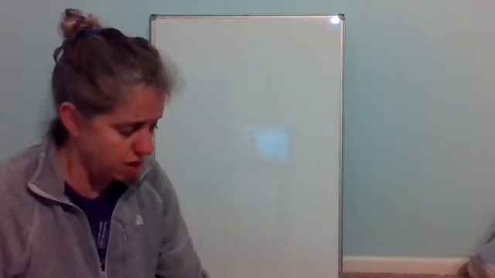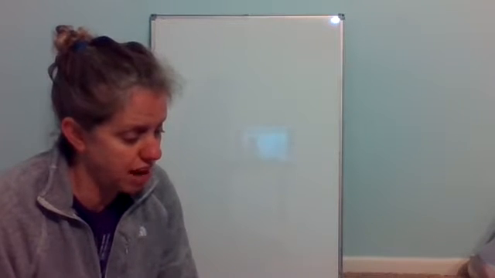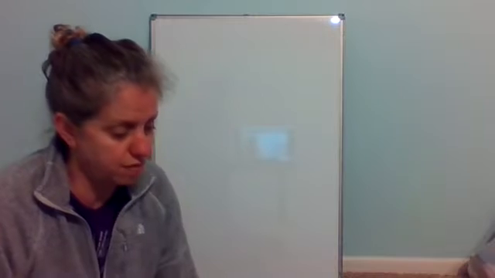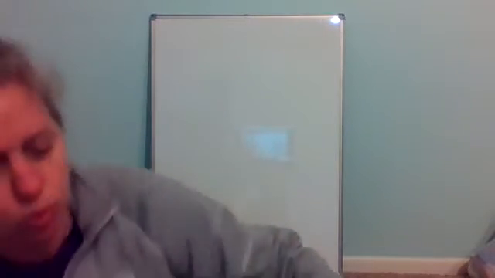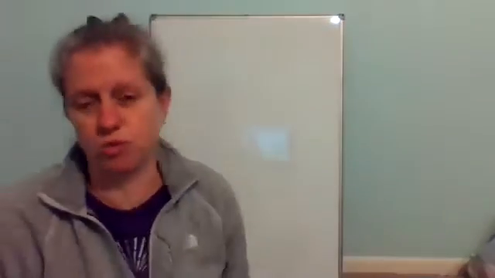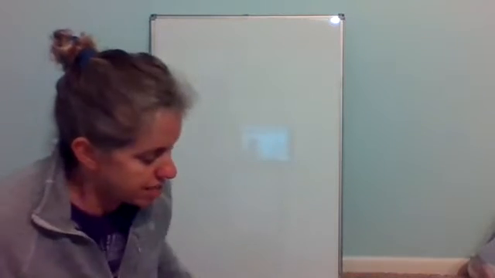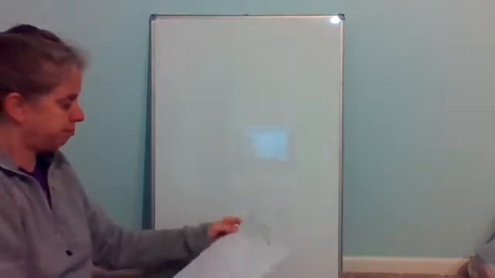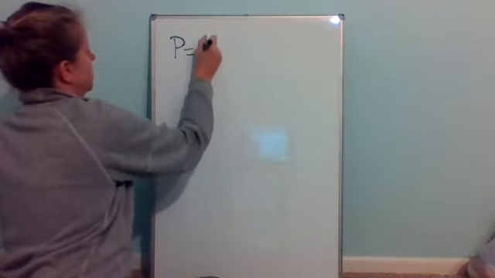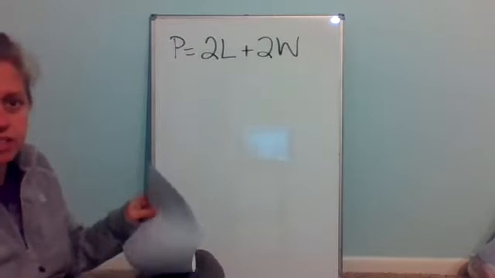Okay? So if you have printed off the email that I sent you, the first problem says find the value of the remaining variable in the formula. Then it says use 3.14. Now remember, this information is not needed. 3.14 only works when we're talking about circles, which we won't ever do. So that's just extra material. It does give you the formula for a perimeter, which is perimeter equals 2 times the length plus 2 times the width.